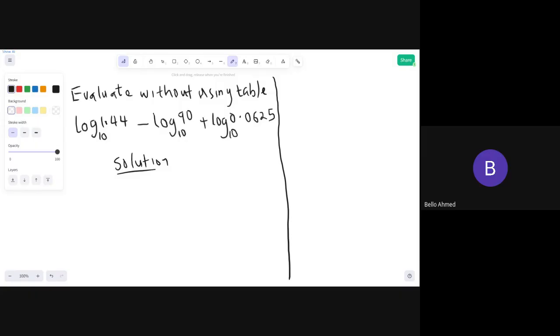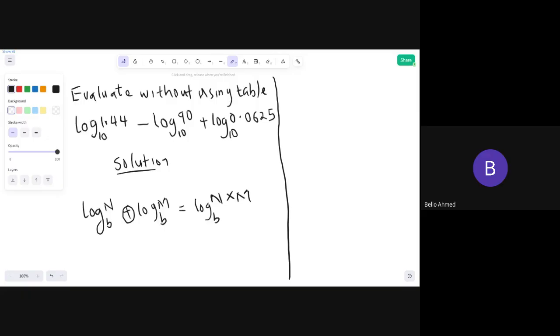Remember this law of logarithm that says if you have log of n base b plus logarithm of m, the same base b, then that is going to give you logarithm of n times m, to the base b. The plus turns to times.